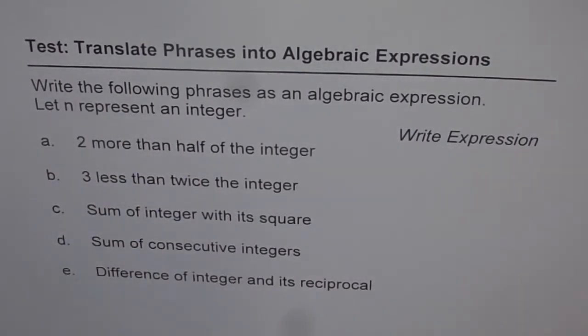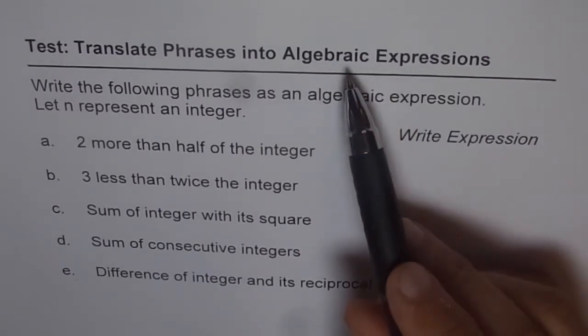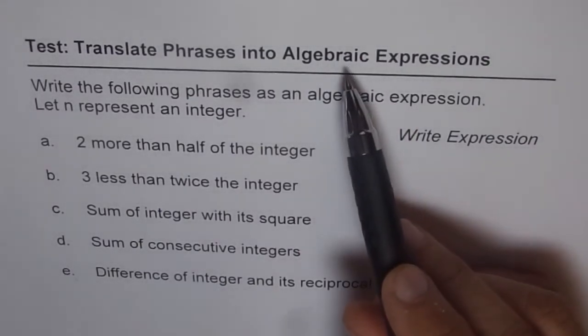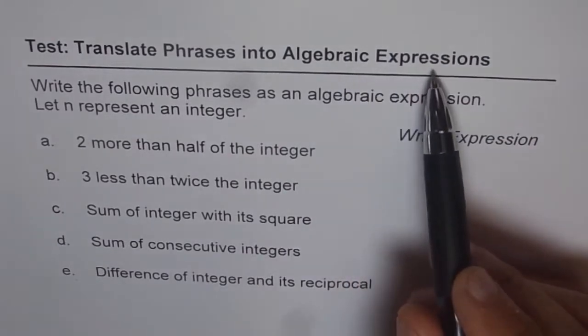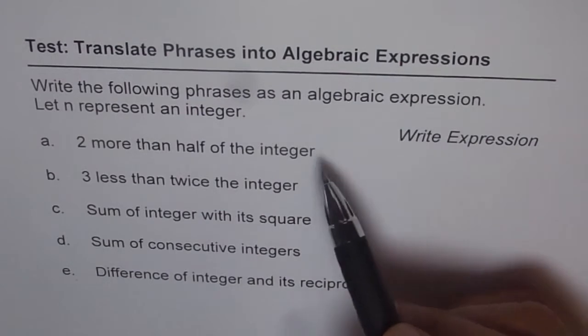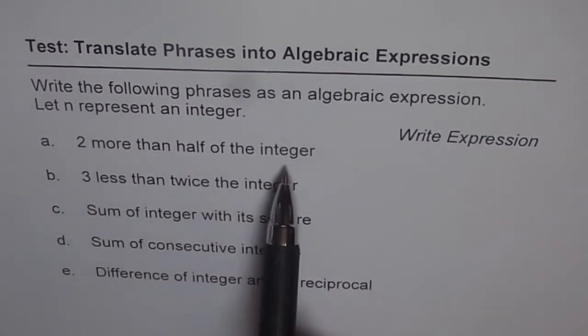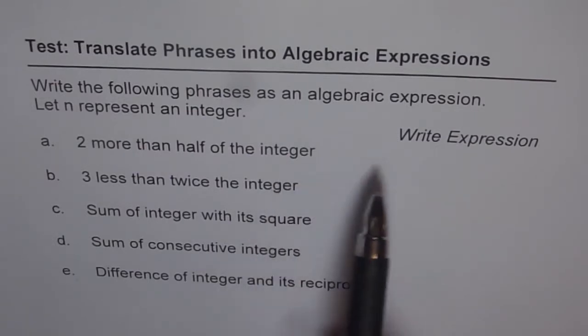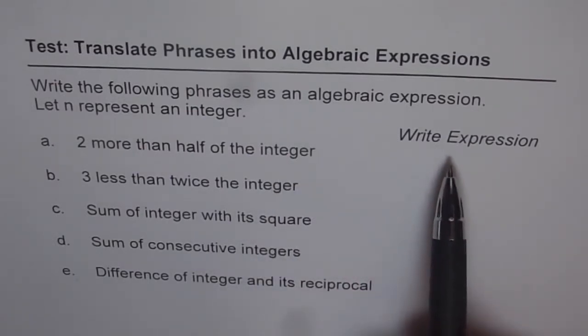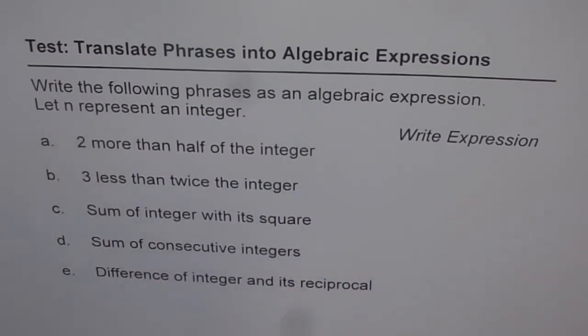When you are translating phrases into algebraic expressions, since it is algebraic, we should have a variable, correct? Expression means you should not write an equal to sign. Remember these two things and then answer these questions. Translate these sentences or phrases into algebraic expressions. Use n as your variable, correct? So I'd like you to pause the video, answer the questions, and then look into my suggestions.